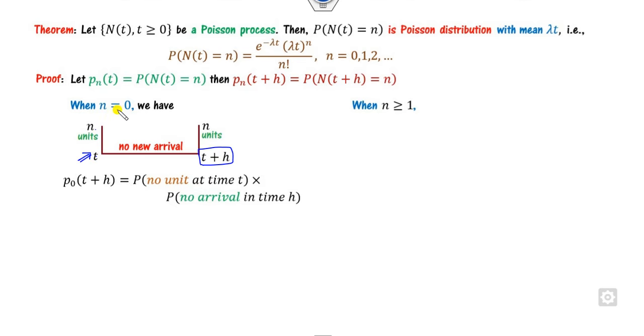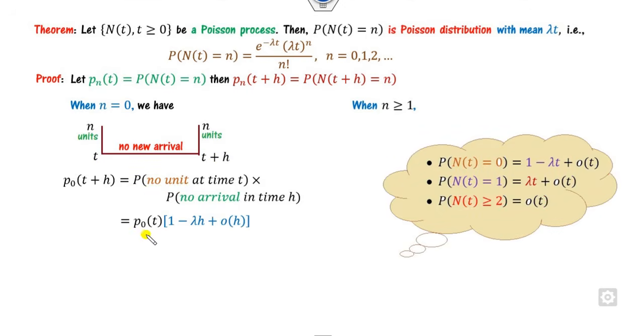So since n is 0, no units occurring at t, and there are no new arrivals at time h. What is the probability of no unit occurrence? That is P0. What is the probability of no arrival? That is 0. So I can take this value here.